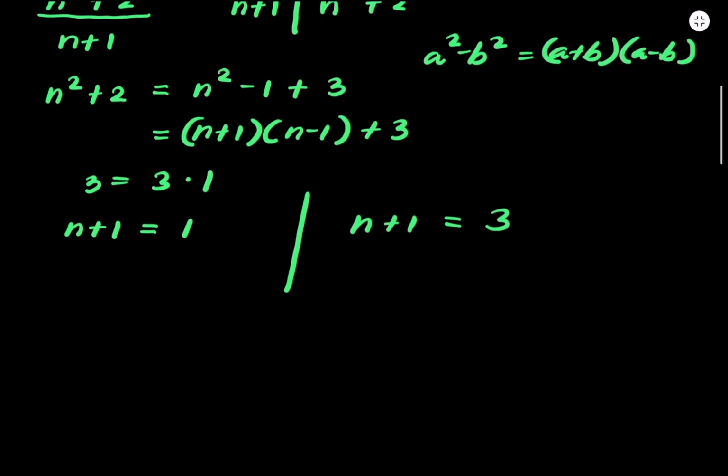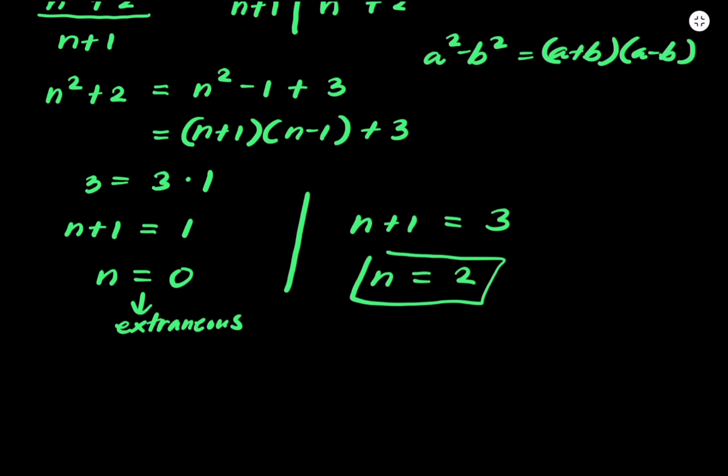Now let us solve each. So let us solve for n. So n here is equal to 0, and n here is equal to 2, right? Okay, but the problem asks for positive integers, right? So therefore, n equals 0 is extraneous. Since we are just looking for positive integers, 0 is not positive. Actually, 0 is neither positive nor negative, right? So the only answer is n equals 2.